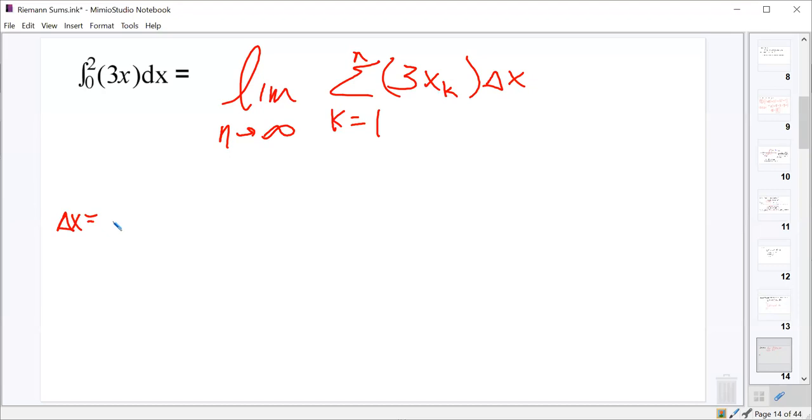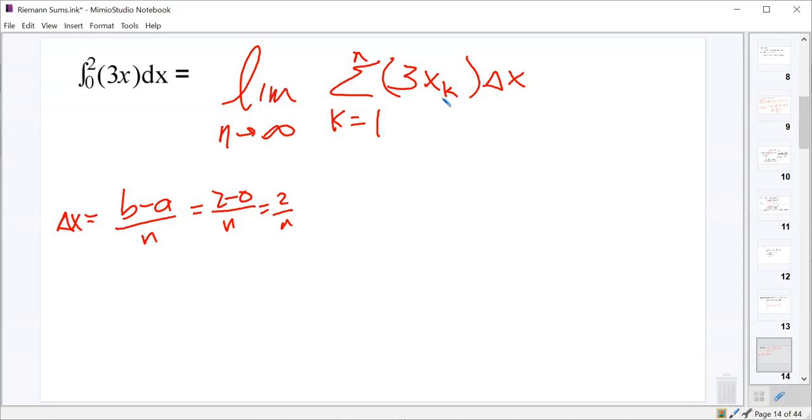It's always equal to what? The length of the subinterval is always equal to b minus a over n. Exactly. So delta x is b minus a over n, which in this case is 2 minus 0 over n, or 2 over n. And how do we find the x sub k value?